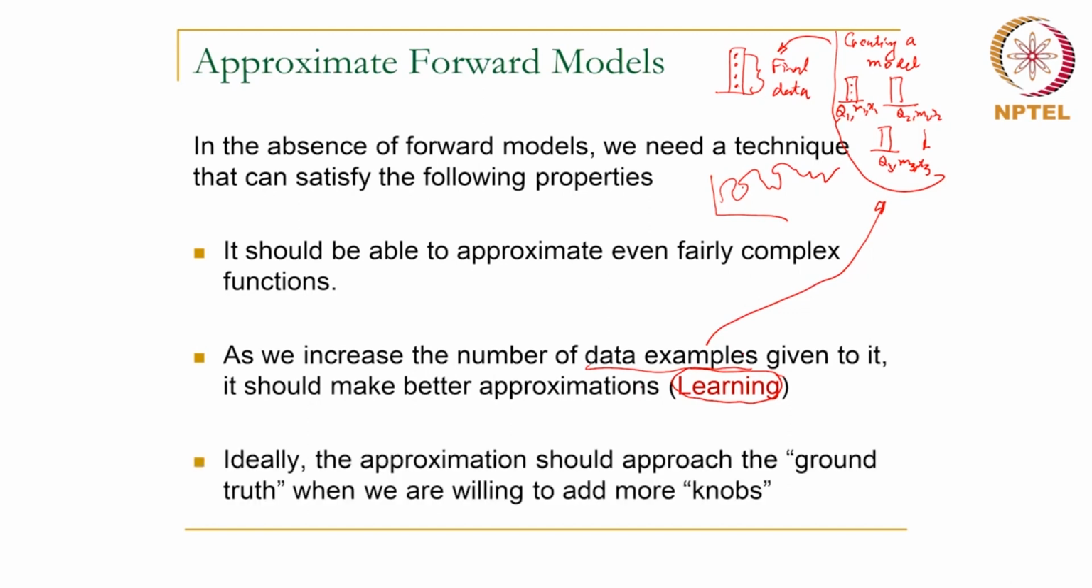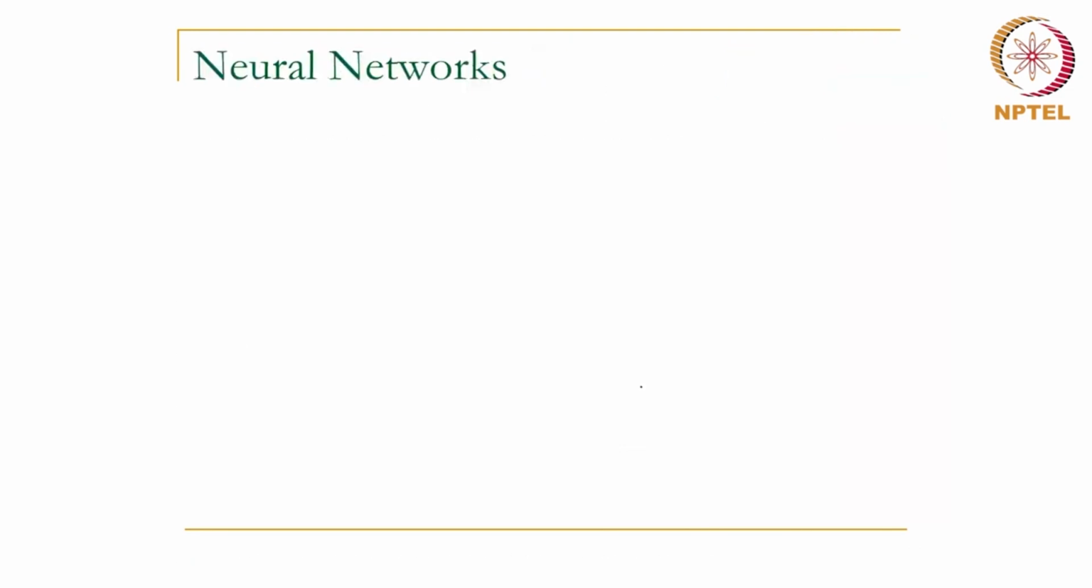Finally, as I increase the number of parameters in the model, it should more and more approach the actual. So your approximation should get better with the number of parameters. This will become clearer as I come to neural networks and other things, probably in the next class. So there is one such approach which satisfies all this, and these are what are called neural networks.